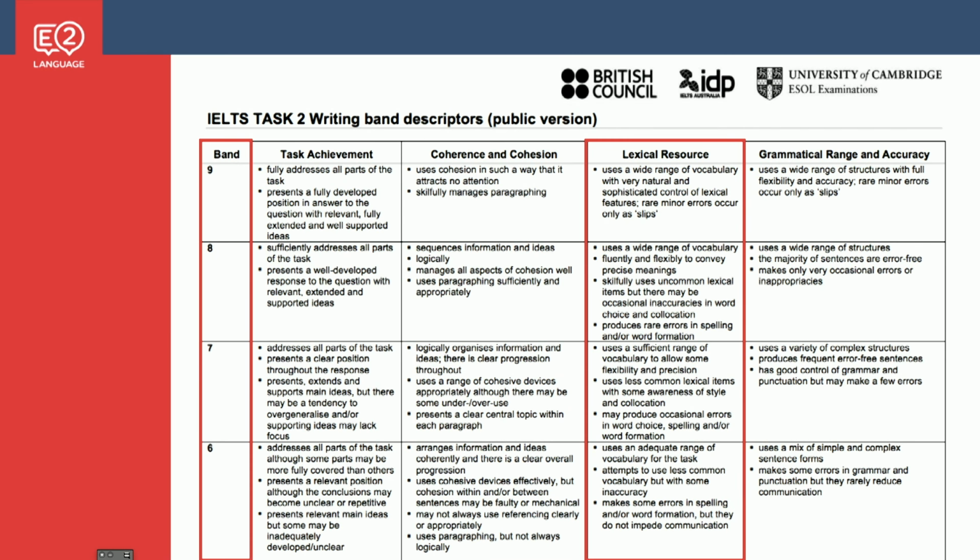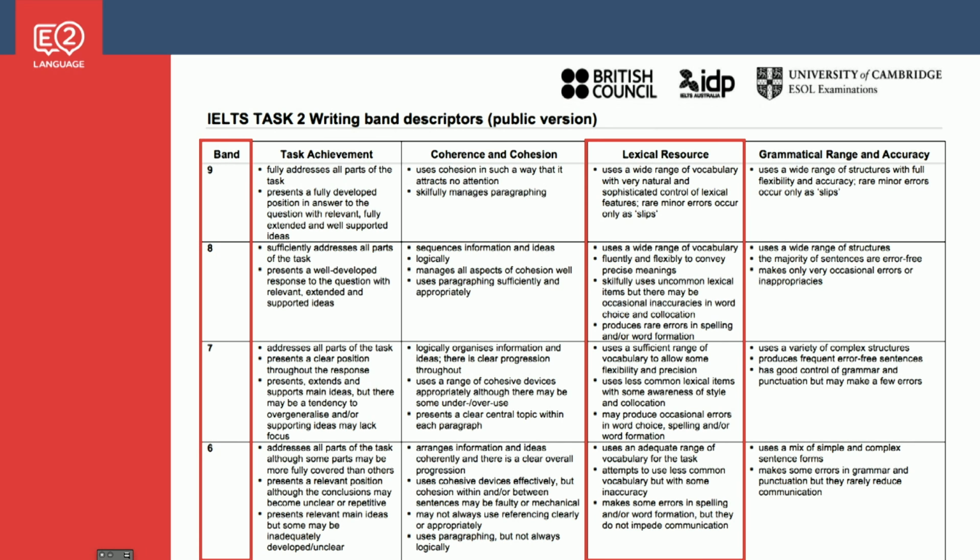So on test day, you're going to be graded on your writing on 4 things. And one of those things is called lexical resource. And it's scored between 0 and 9. Lexical resource is just another word for vocabulary.